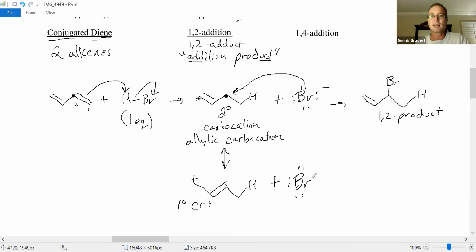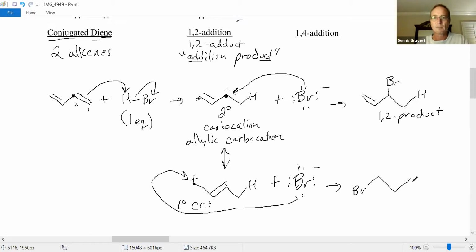sometimes the bromide ion attacks this form. Let's go this way. So the bromine will add to this carbon at the end of the chain. And the double bond ends up in the middle. Because of resonance, the pi bond moved. And then we're attaching hydrogen on carbon 1 and the bromine on carbon 4. This is your 1,4 product.